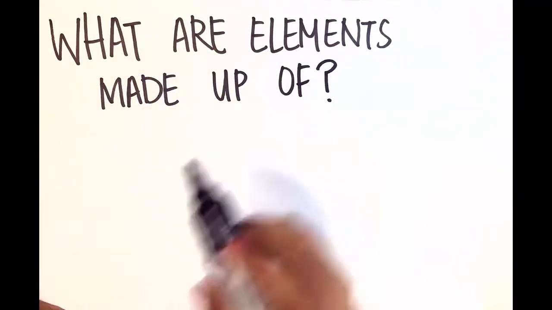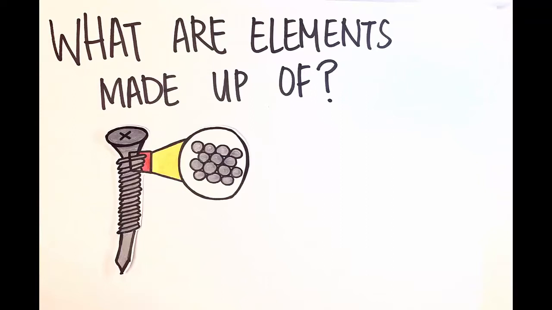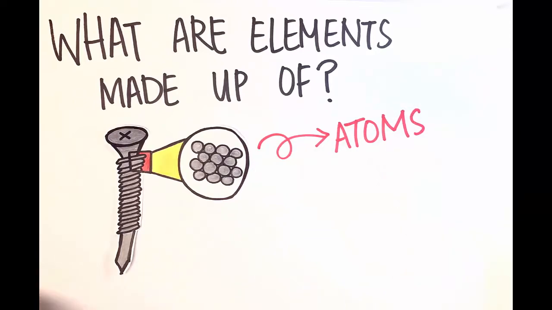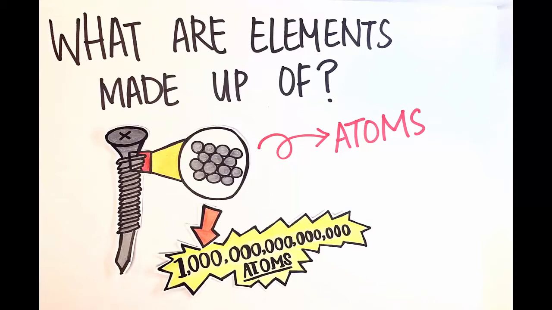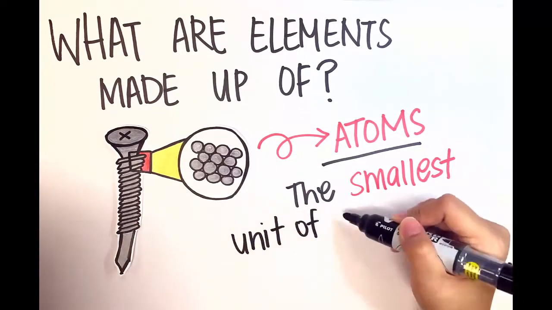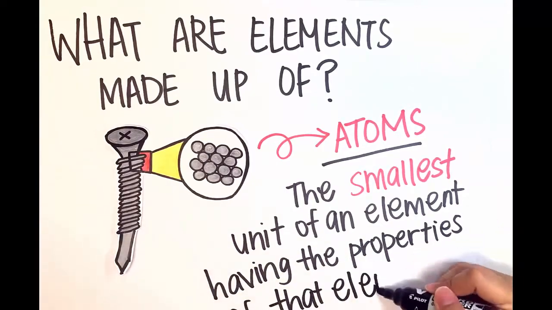Take for instance an iron screw. If we zoom into the object many times, we will see that it is made up of smaller particles. These particles are called atoms. Atoms are relatively small. Do you know that it would take 10 to the power of 15 iron atoms to completely cover a portion of the screw? An atom is the smallest unit of an element, having the properties of that element.